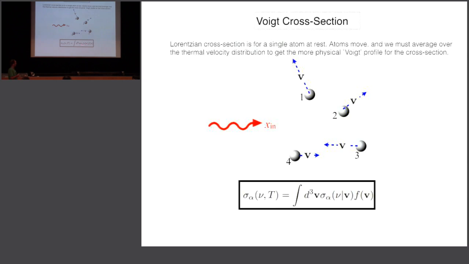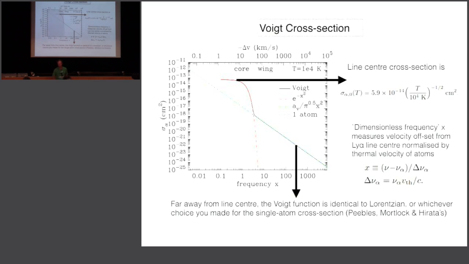And then you have to convolve this Lorentzian cross-section, or whatever functional form you choose for your cross-section, with this velocity distribution of atoms, and this gives you the Voigt cross-section, right, or the full cross-section. Technically speaking, the Voigt cross-section is when you convolve the Lorentzian with the velocity distribution, but as we know, the Lorentzian is only an approximation, right?